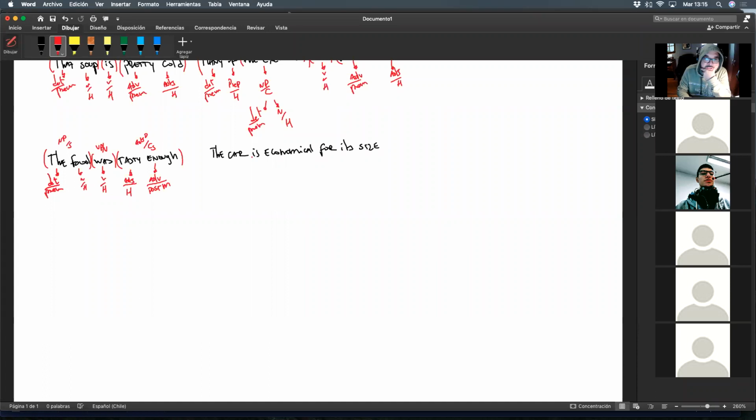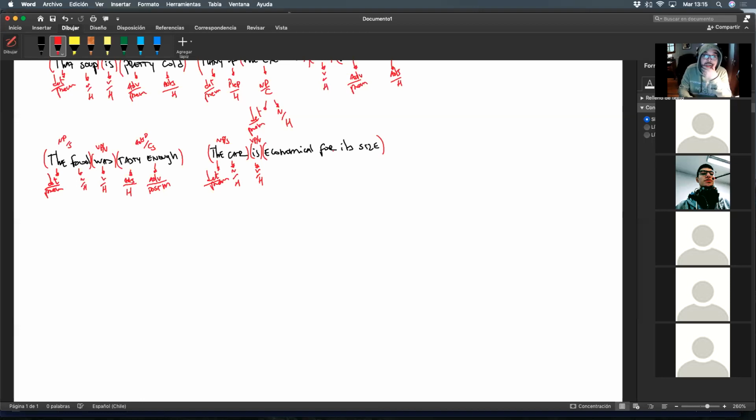The car is verb, phrase, verb, and it is obvious now, right? This is the noun phrase subject. This is the noun head. This is the determiner pre-modifier. And how is this car? Economical for its size. So this is just one single unit.